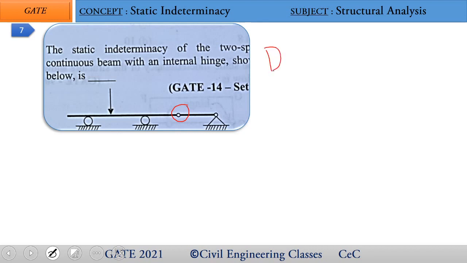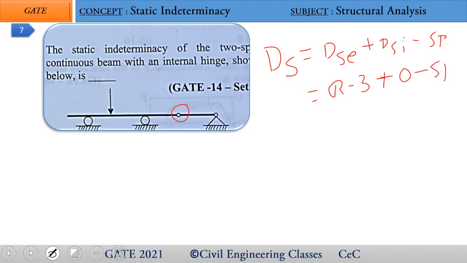So for a beam, what is the formula? External static indeterminacy plus internal static indeterminacy minus special conditions. So external is r minus 3, plus internal 0 for a beam, minus special cases. What is the total number of unknowns? This is a roller with 1 reaction and this is a hinge with 2 reactions. So there are totally 4 reactions we have: 4 minus 3 plus 0 already, and special conditions.